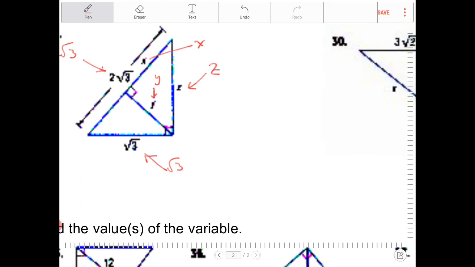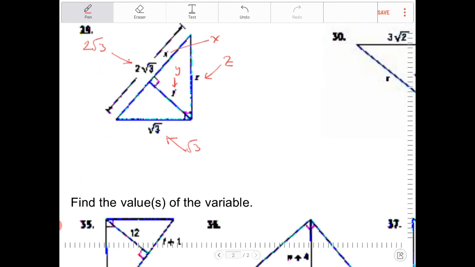Okay, so I know, let's see here. I know that z squared plus square root of 3 squared is equal to 2 square root of 3 squared. So z squared plus 3 is equal to 12. Subtract 3, I get 9. So therefore z is equal to 3.